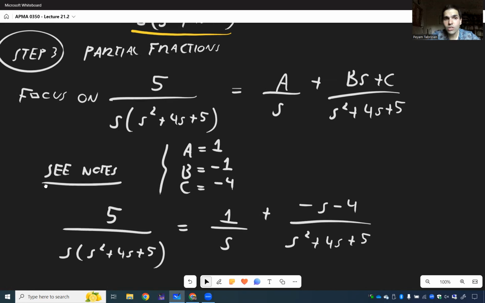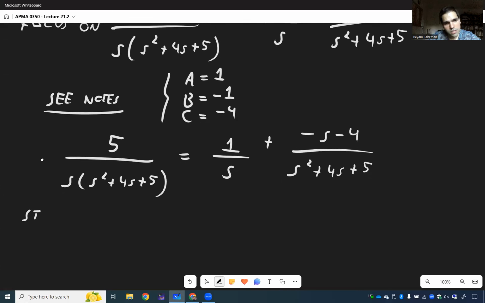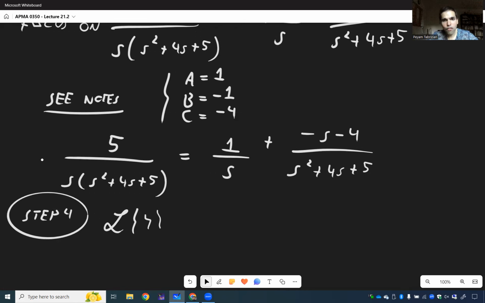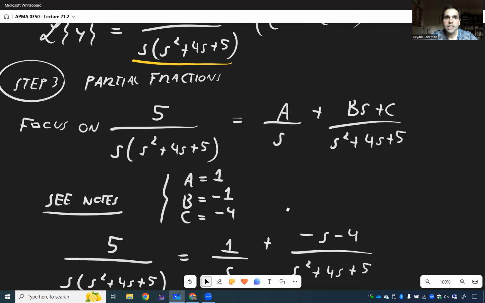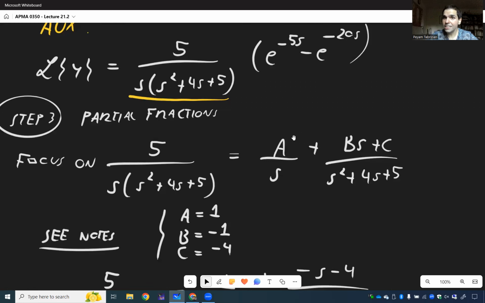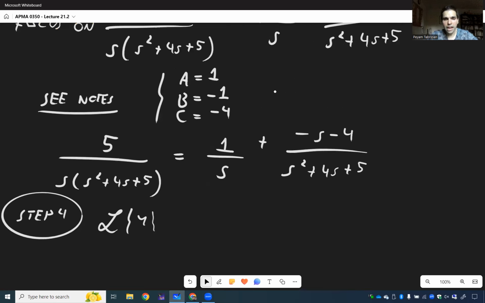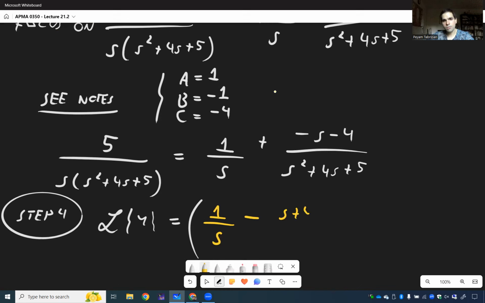Very good. And now let's see what to do with that. So step 4. So what do we have? So far, L of y was this fraction that we decomposed, times the exponential terms, but now the fraction part from the previous step becomes 1 over s minus s plus 4 over s squared plus 4s plus 5, and then times the exponential terms.